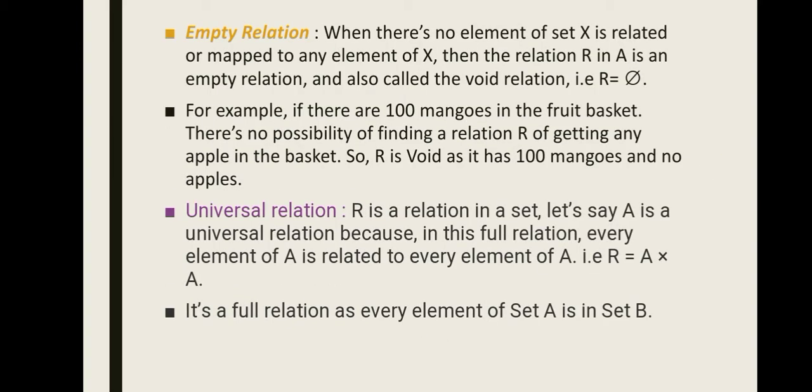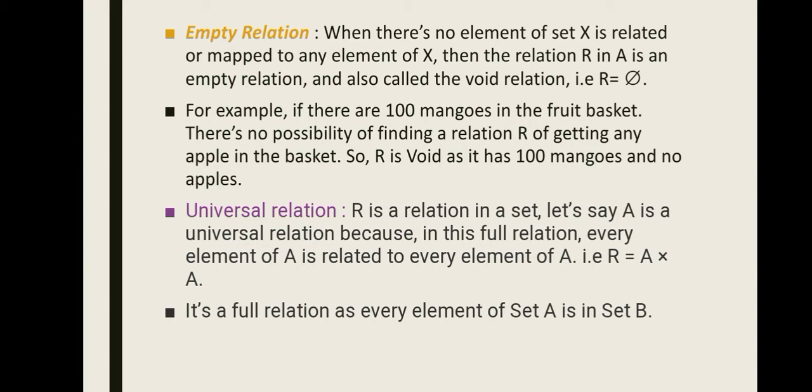Empty relation. When no element of set A is related to or mapped to any element of A, then the relation R in A is an empty relation, also called the void relation, that is R equals phi. For example, if there are 100 mangoes in the fruit basket, there is no possibility of finding a relation R of getting any apple in the basket. So R is void as it has 100 mangoes and no apples.